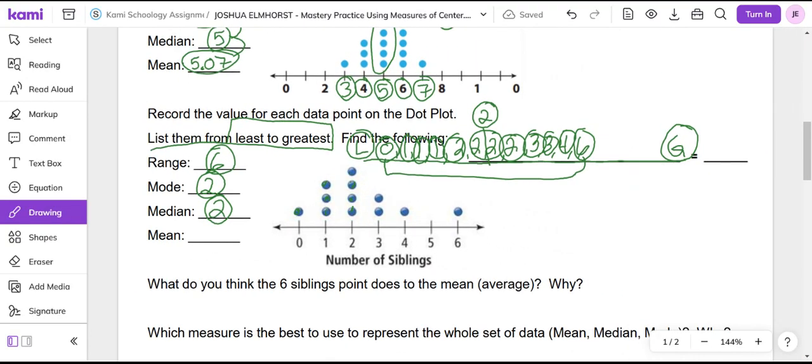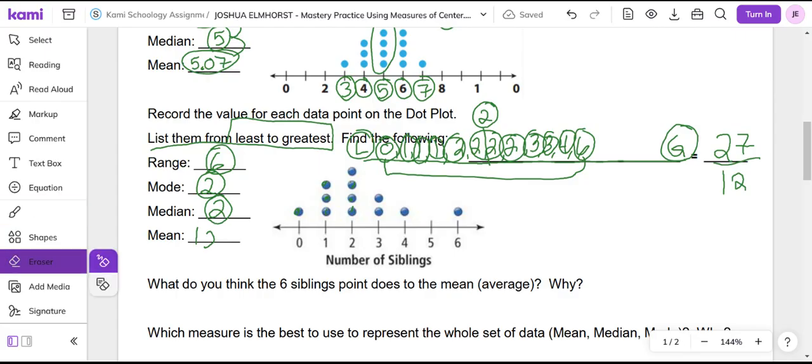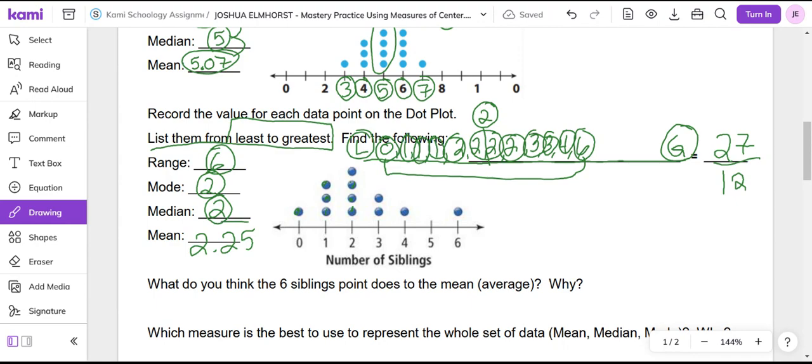Then add up all your numbers. 0 plus 1 plus 1 plus 1 plus 2 plus 2 plus 2. What is the total value of the data set? 27. So that's the total. All the numbers added together is 27. What are you going to divide that by? 27 divided by 12 will give you an average, the mean, of 2.25.